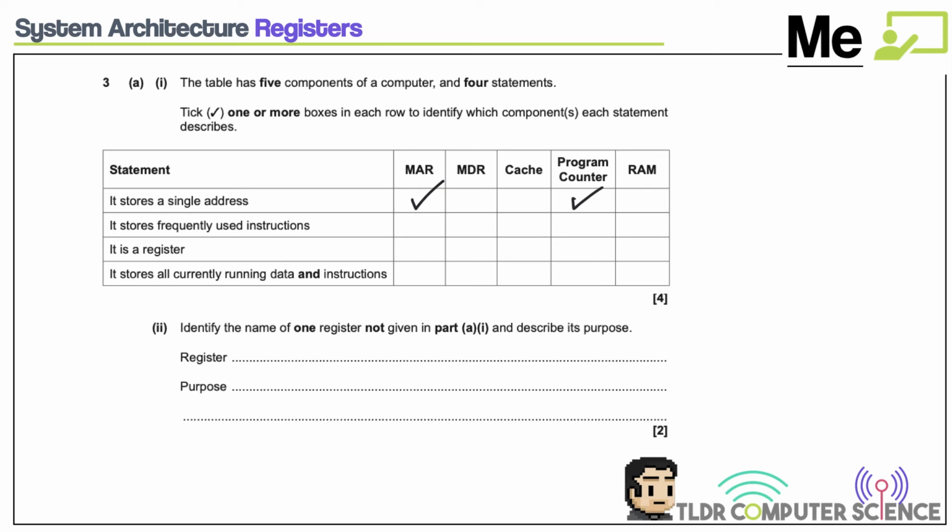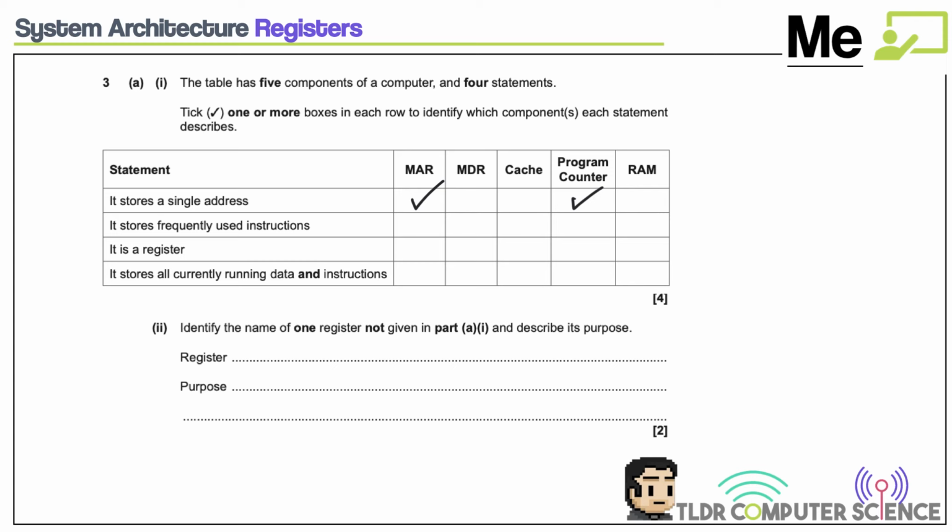Does MDR hold a single address? No, it holds instructions or data. Cache, frequently used instructions. I'm going to give them the game away here, aren't I, already? And RAM, well, that's holding lots of stuff. Next: it stores frequently used instructions.